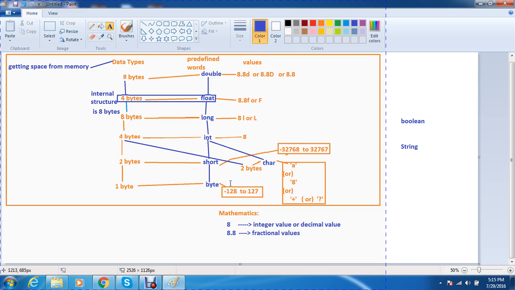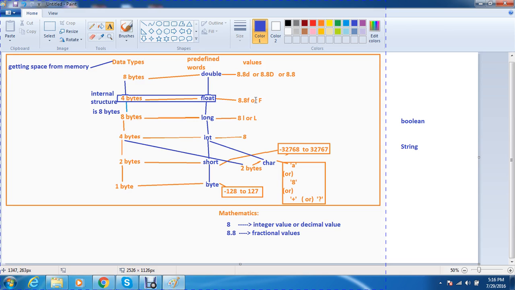Okay. Now, coming to values. How to write values? In our mathematics, 8 is called just an integer value or decimal value. 8.8 is called a fractional value, otherwise real value or imaginary value. Just remember fractional is enough. Now, how to write an int value, meaning an integer value in mathematics? An integer value in mathematics is an int value in Java. Now, what is a long value? An integer value with small l or capital L is called a long value.